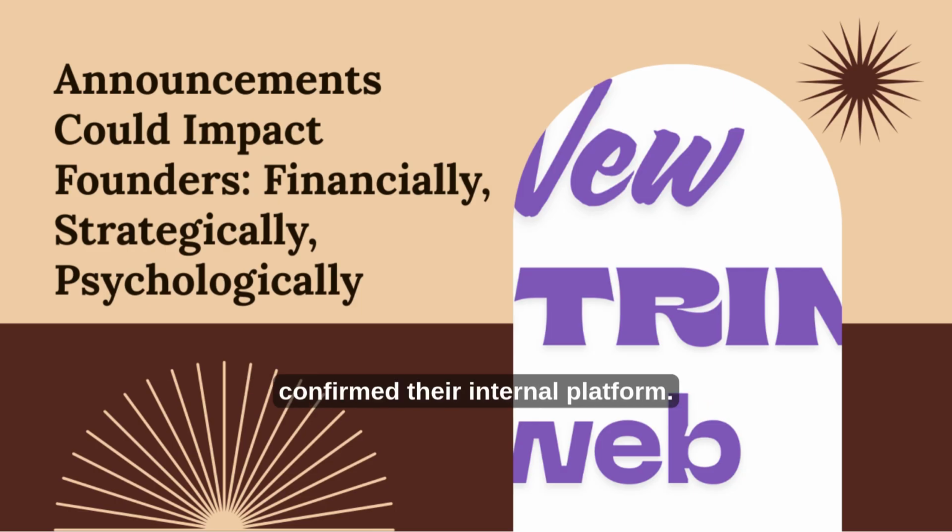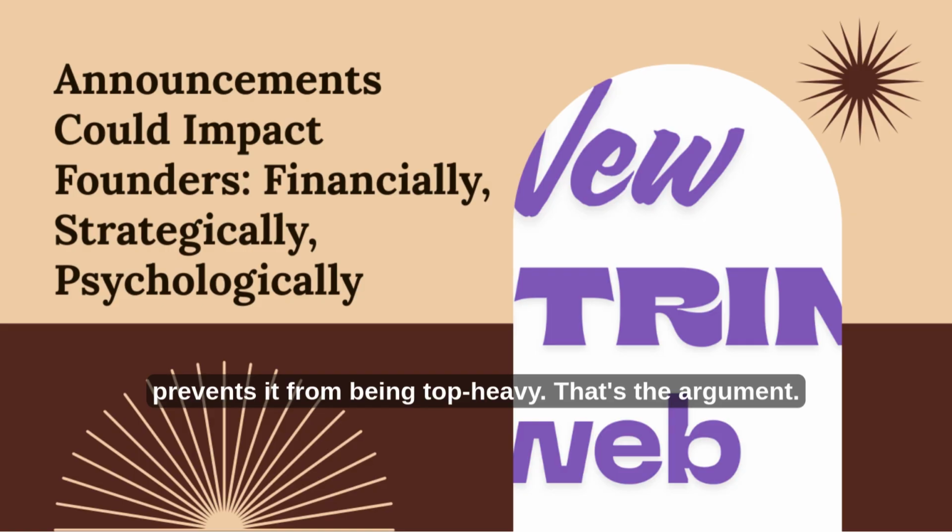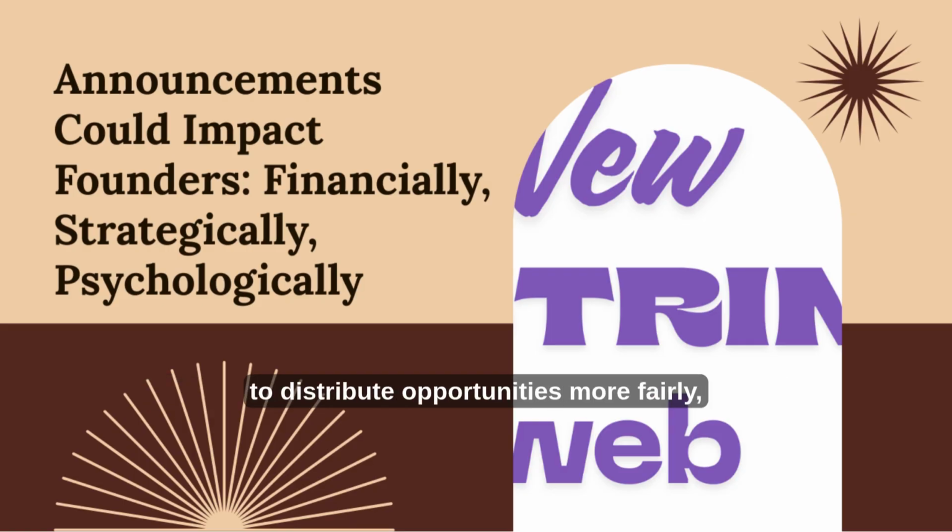Sarah, another participant, confirmed their internal platform, the OES 2.0 system. The OnPassive ecosystem platform. Right. She said it tracks everything automatically. Yep. So it doesn't matter where the traffic came from, direct, spillover, whatever. If it lands under your ID and converts, you get a percentage. And they claim this tracking and spillover makes it sustainable, prevents it from being top-heavy. That's the argument, that the automation and the spillover are designed to distribute opportunities more fairly, keep it viable long-term, and address that common concern with multi-level systems.